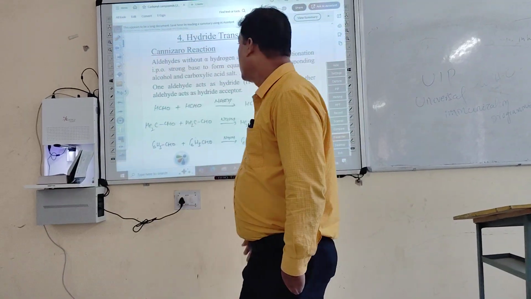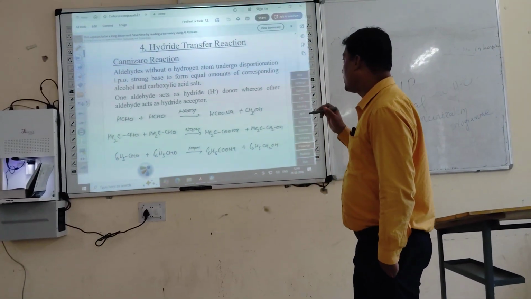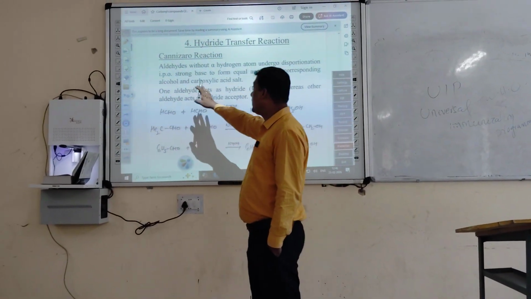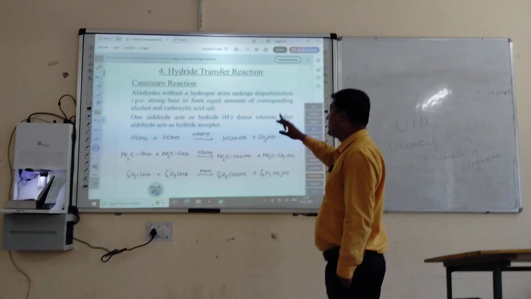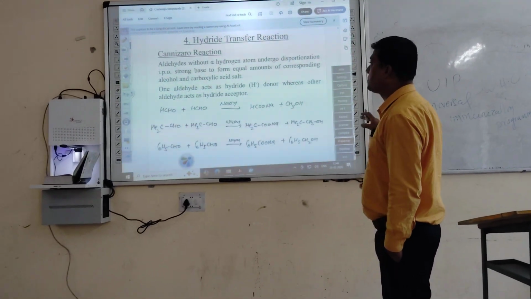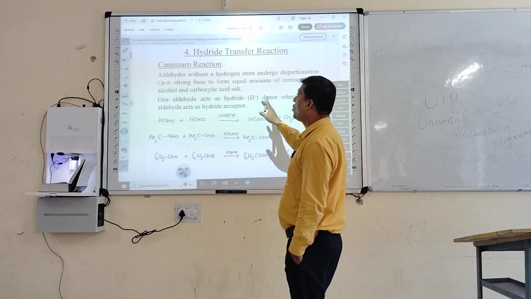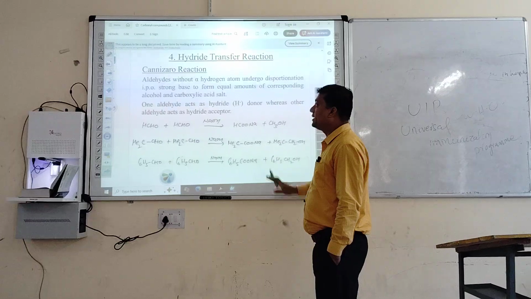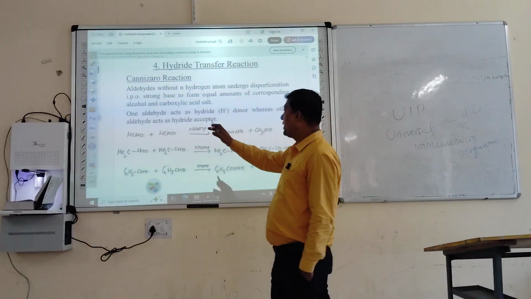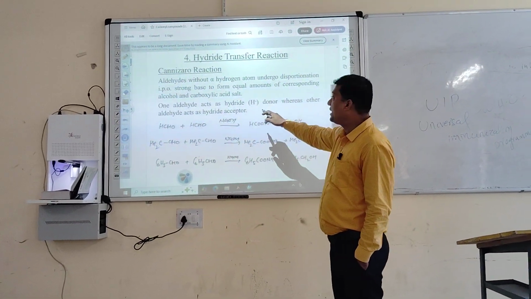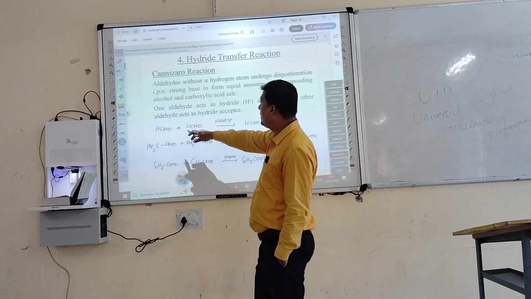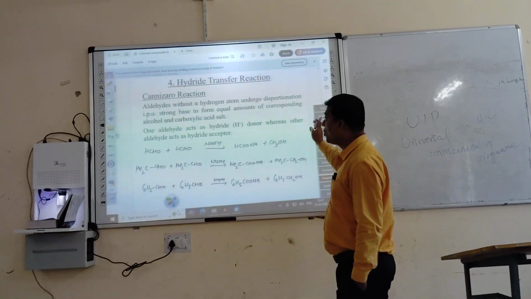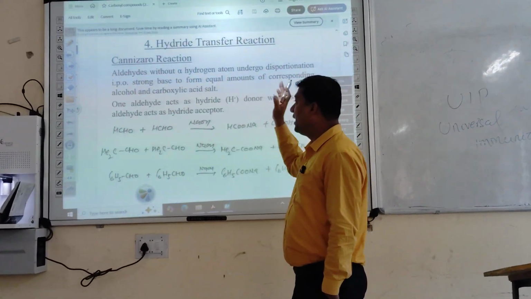Aldehydes without alpha hydrogen atom undergo reaction in the presence of a strong base to form equal amounts of the corresponding alcohol and carboxylic acid salt. One aldehyde acts as a hydride donor, whereas the other aldehyde acts as a hydride acceptor. Hydride means H minus.